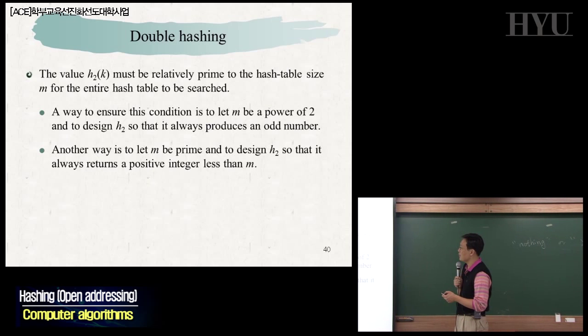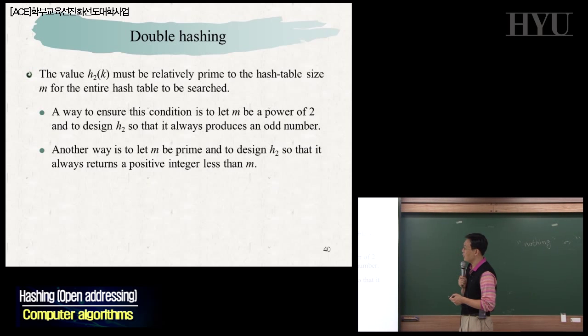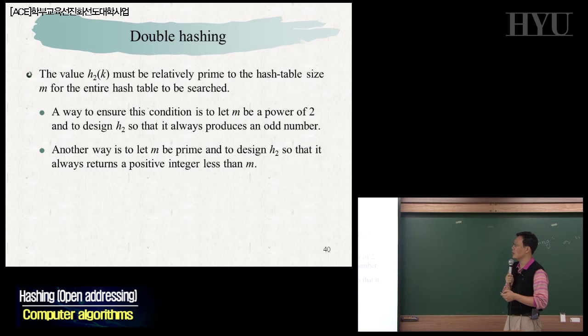And then there are some restrictions. The value h sub 2 of k, that is the step size, must be relatively prime to the hash table size. Why? Relatively prime to the hash table size.